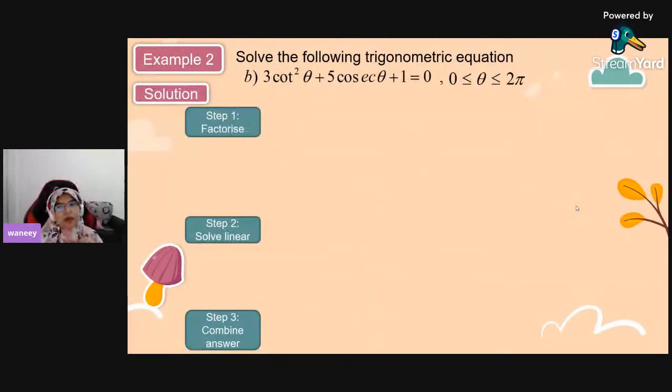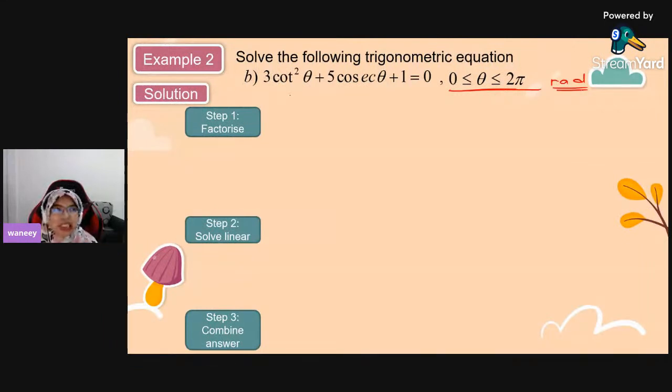Okay, so solve the following trigonometric equation. We have 3 cotangent square theta plus 5 cosecant theta plus 1 equal to 0, and theta is between 0 and 2 pi. Okay, so do see over here, we do have a pi. So that means the mode in your calculator should be in radian. They must be in radian so that you can get a correct answer.